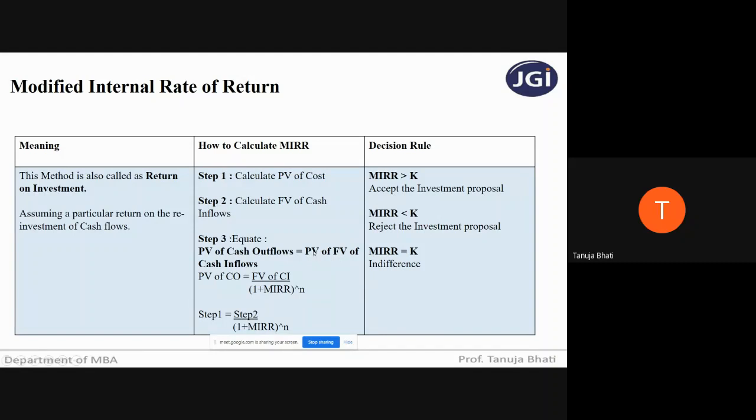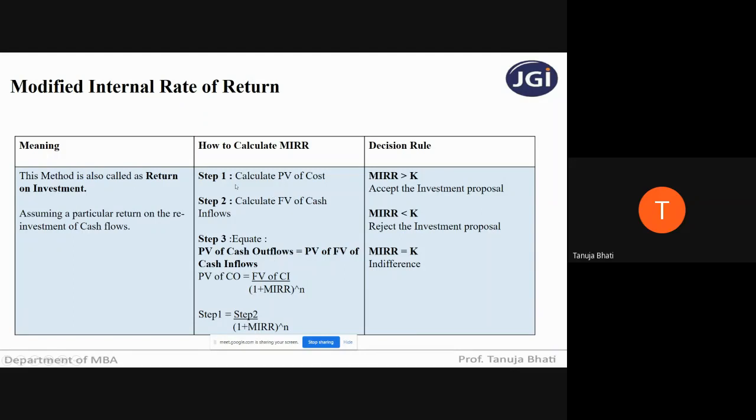So how do we calculate present value? As one student rightly said, it is A divided by 1 plus R raised to N. So equate this. In short, for present value of cash outflow, you are going to use the step number 1. Okay. For future value of cash inflows, you're going to use step number 2 divided by 1 plus R raised to N. So in these 3 simple steps, you will calculate MIRR, students.